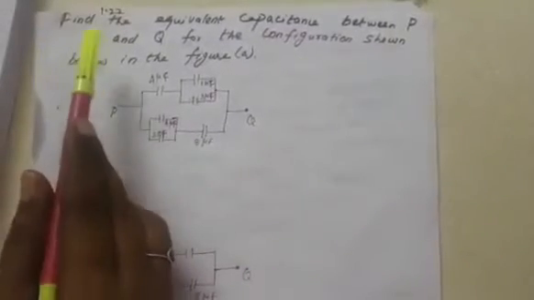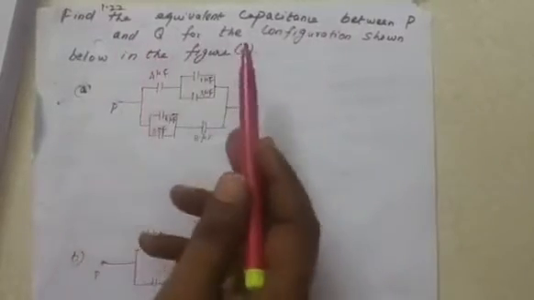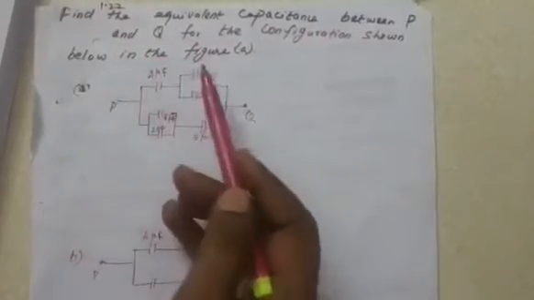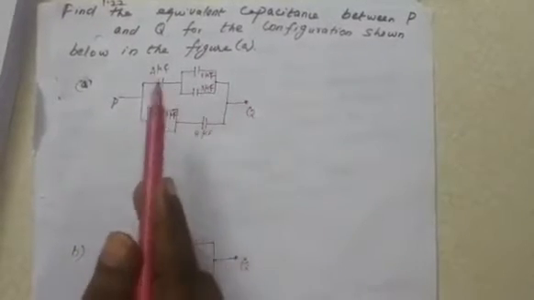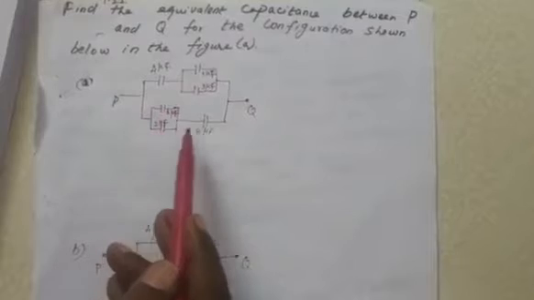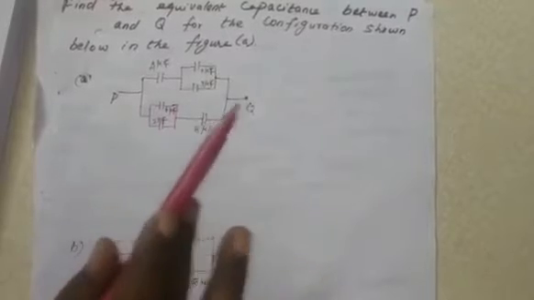Example sum 1.22. Find the equivalent capacitance between P and Q for the configuration shown below in the figure. Here, between points P and Q, six capacitors are connected. We are going to convert this into a single capacitor.